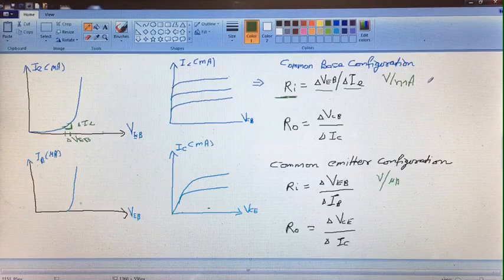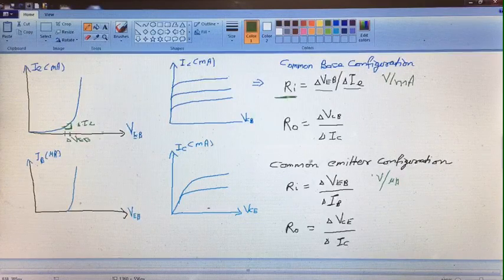It means that this R input for the common base configuration is always less than the input dynamic resistance of the common emitter configuration. So that's why R input for the common base configuration is less than the input dynamic resistance of the common emitter configuration. It means that the input resistance of the common emitter configuration is high while the input resistance of the common base configuration is low.